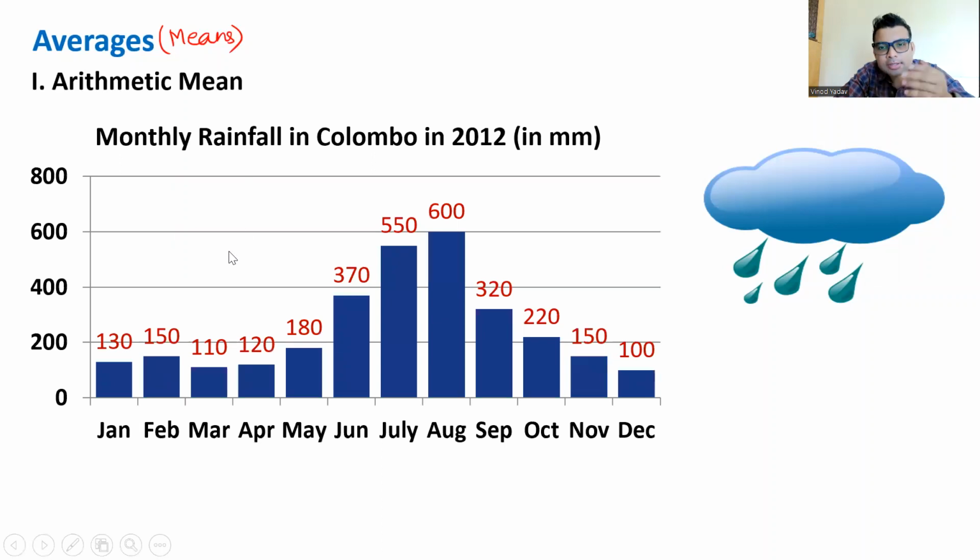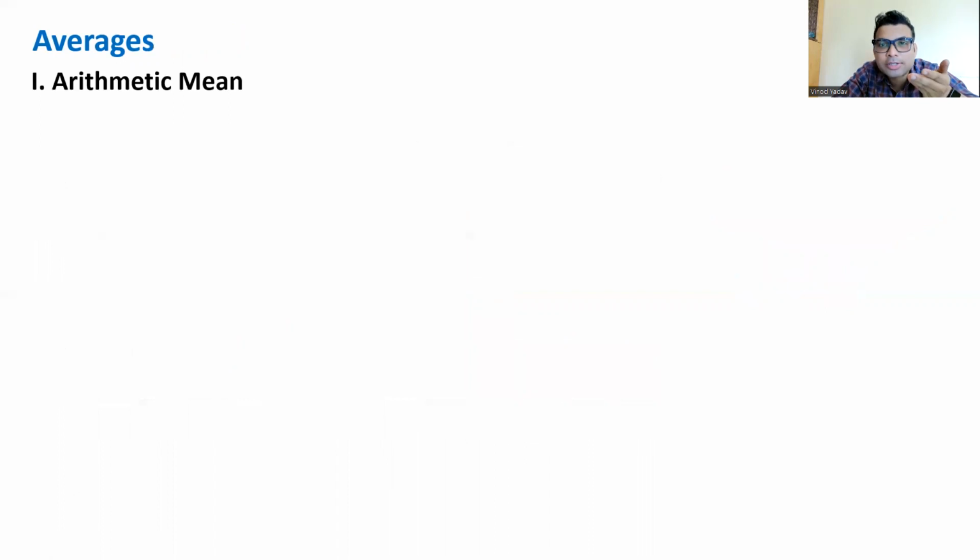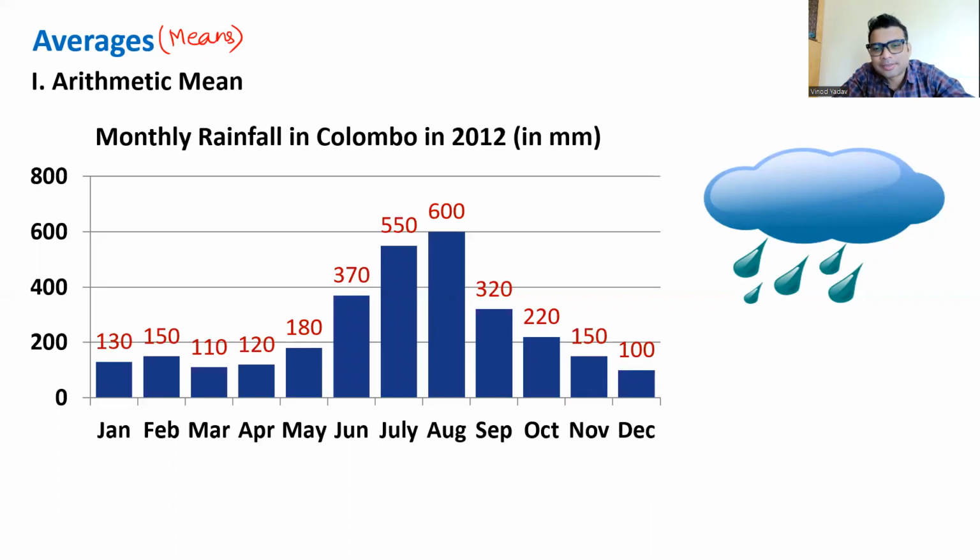All right, see this example. We have monthly rainfall in Colombo in 2012. Every month a different amount of rainfall happened, and I want to replace all of them by the same level. If I want to compare for the entire year, what will be the average rainfall? That's it. Knowingly or unknowingly, I use the word average straight away. It is like instilled in our mind.